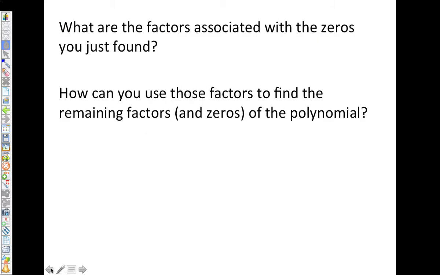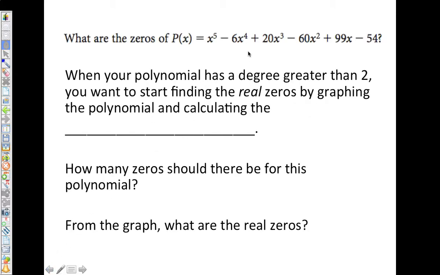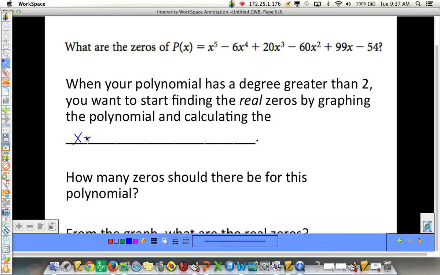x to the fifth minus 6x to the fourth plus 20x cubed minus 60x squared plus 99x minus the last term, which I can't see. It says when your polynomial has a degree greater than 2, you want to start by finding the real zeros by graphing the polynomial and calculating the, drum roll, x-intercepts. Okay, because remember the x-intercepts are where our solutions or zeros are.